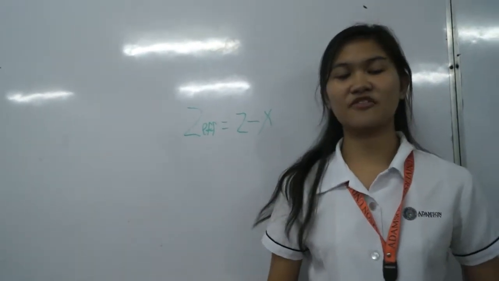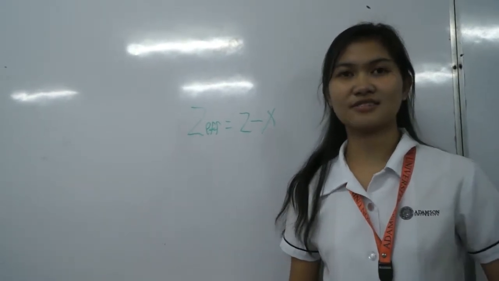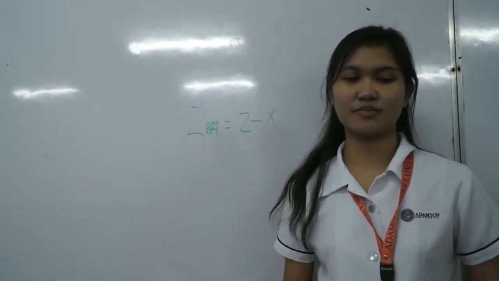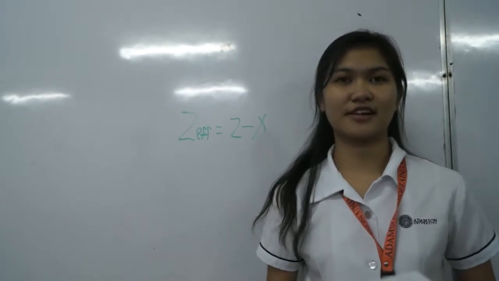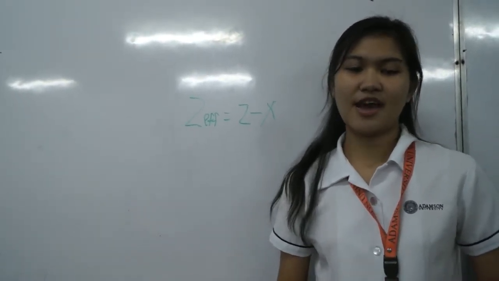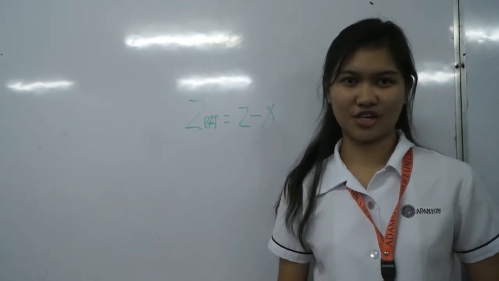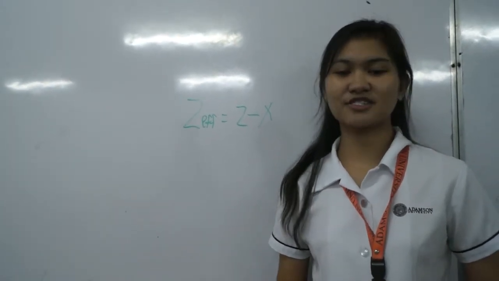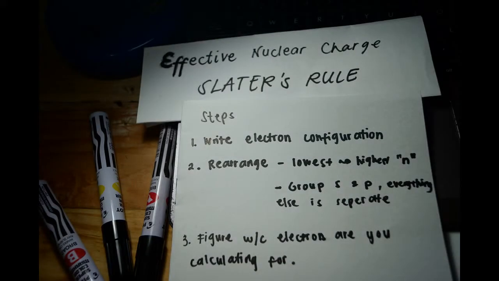Where Z is the number of protons in the nucleus and X is the average number of the electrons between the nucleus and the electron in question. X can be found by solving the Schrödinger equation or by using Slater's empirical formulas. In Slater's rule, there are 3 steps. First, write the electron configuration. Second, rearrange the n from lowest to highest and then group S and P. Then everything else is separate.